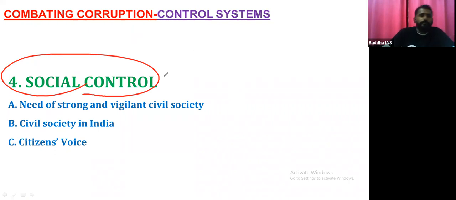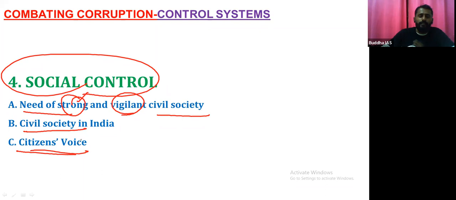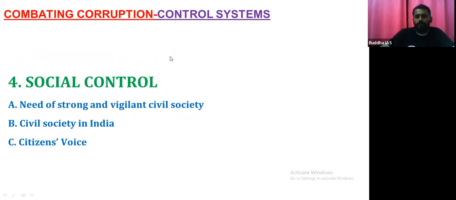Social control, this we'll be discussing under three heads. Number one, need of strong and vigilant civil society. There is a need of a civil society which is strong and vigilant. Number two, civil society in India and citizens' voices. Under these three headings, we will discuss social control, as given by the Second ARC report.